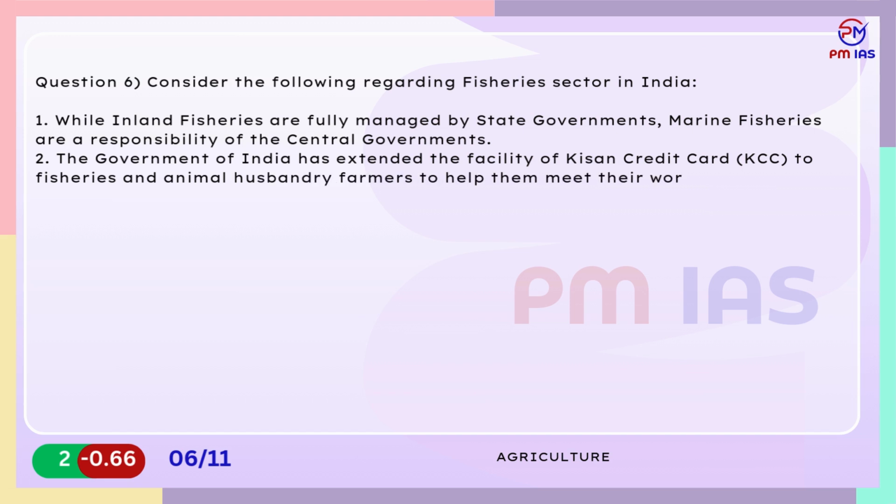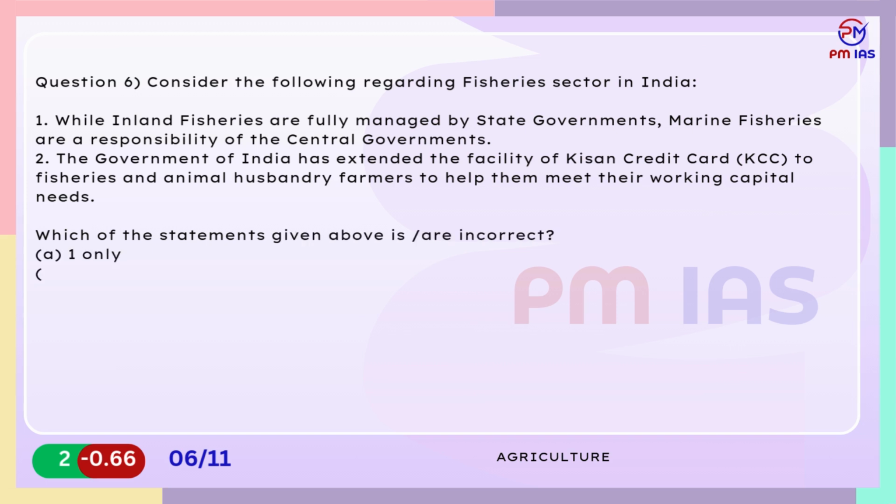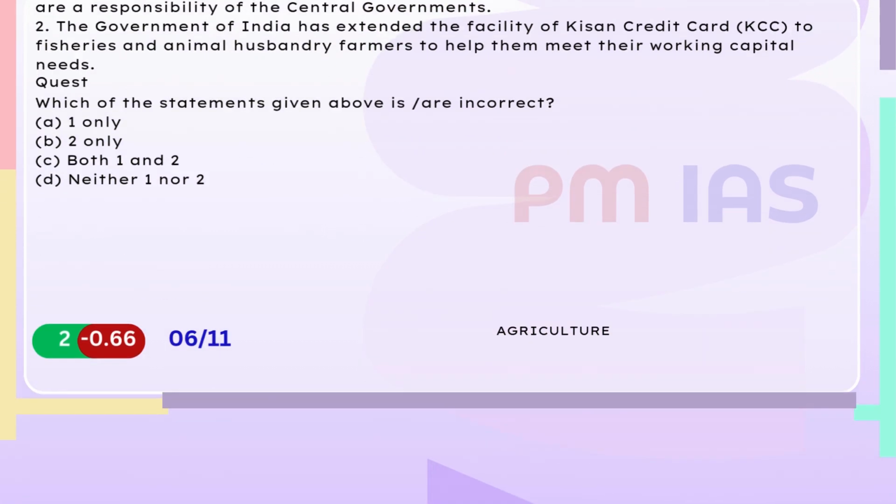Which of the statements given above are incorrect? A. 1 only. B. 2 only. C. Both 1 and 2. D. Neither 1 nor 2.